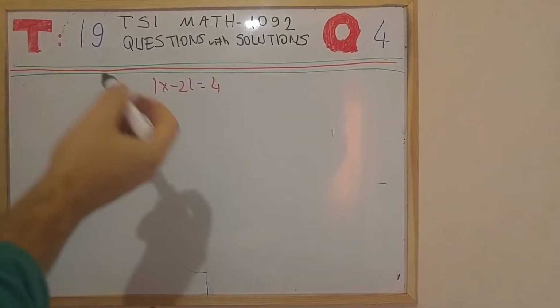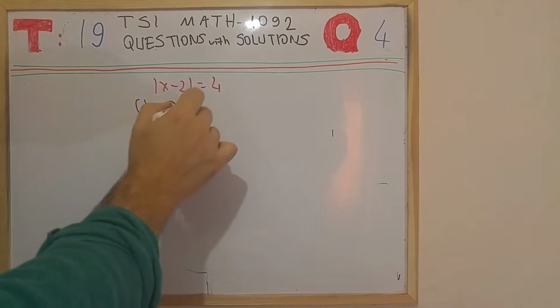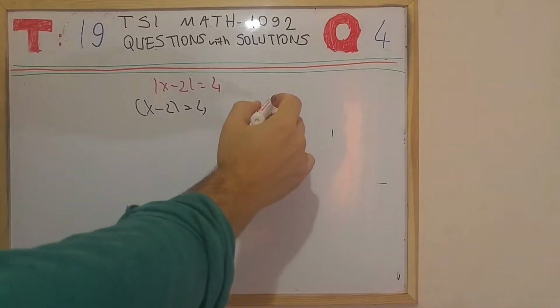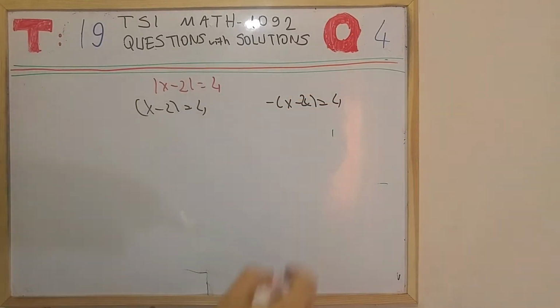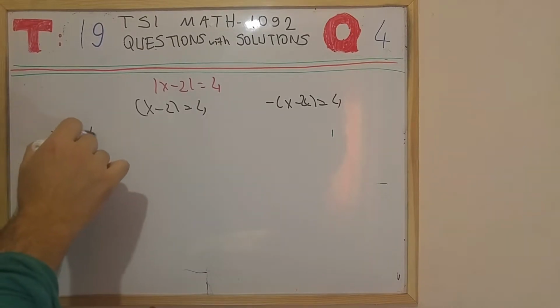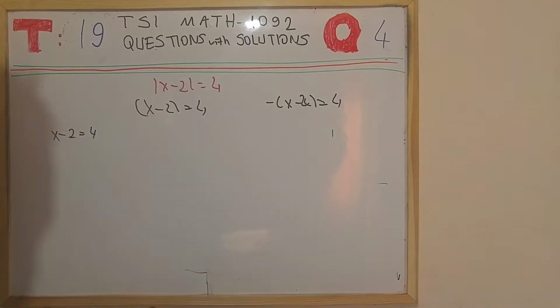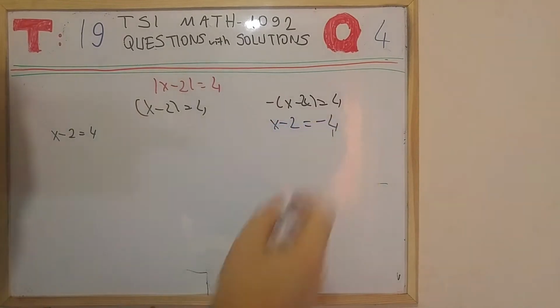This actually means that either x minus 2 is equal to 4, or minus x minus 2 is equal to 4. Or I could say easily x minus 2 is equal to 4, or x minus 2 is equal to minus 4. Let's solve both of the questions.